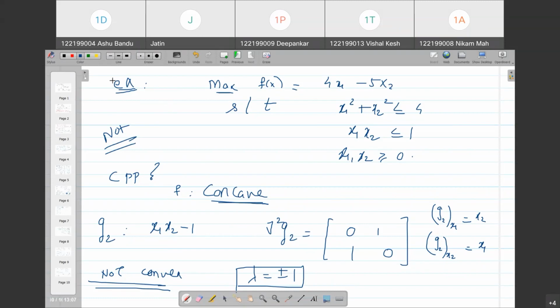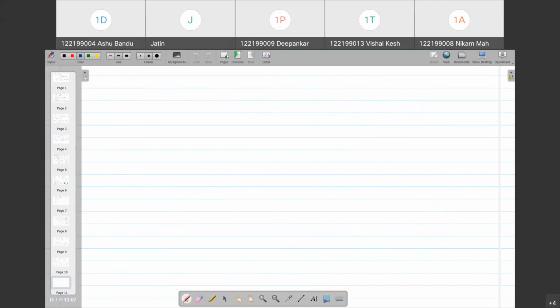Okay, good. Now, in NLP, we talked about CPP, convex programming problem. When you call an NLP to be a CPP, that's what we have seen. Now, there is one particular type of problem which occurs a lot, and that's why people study them as well.